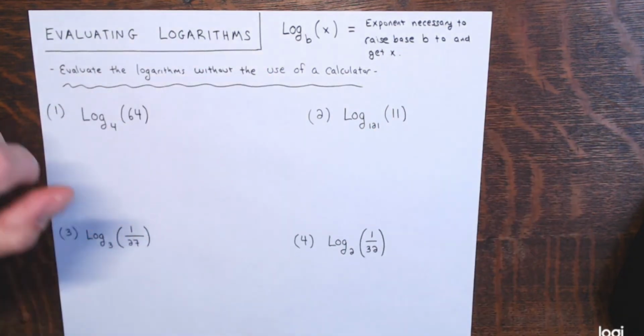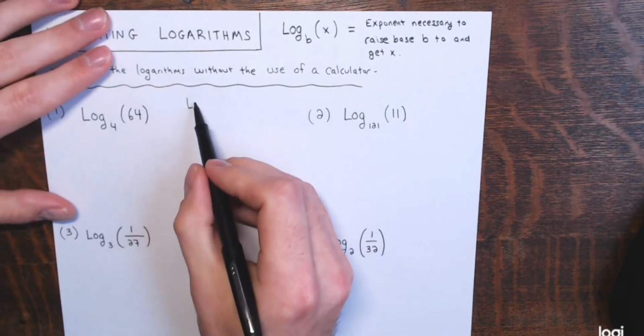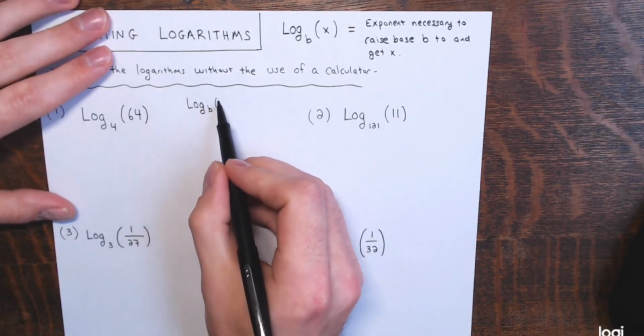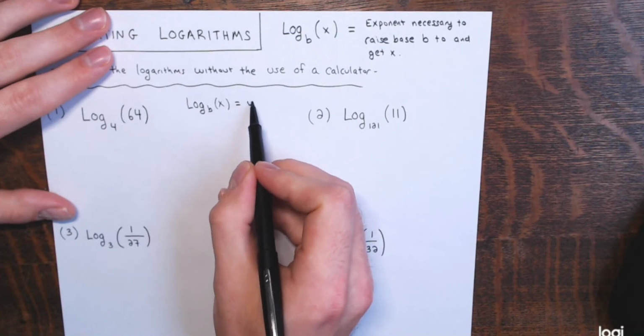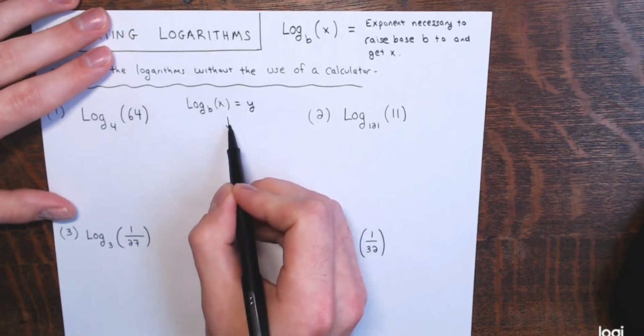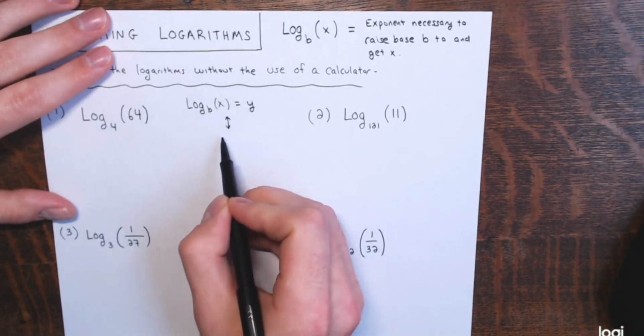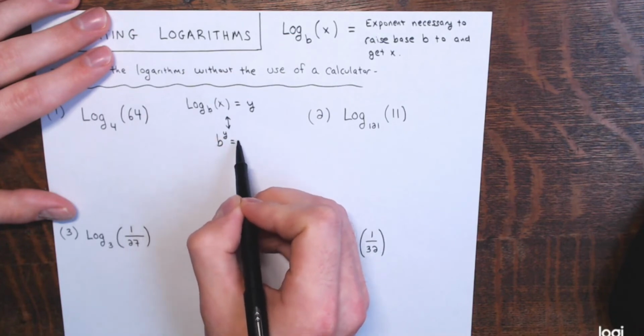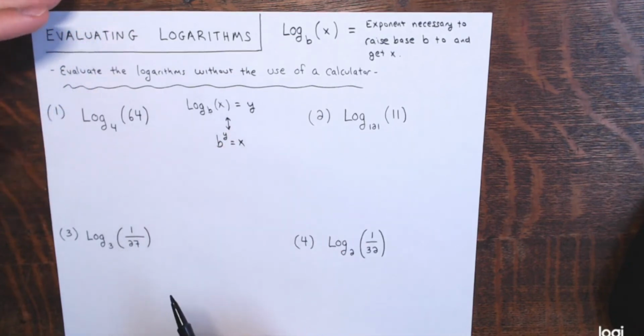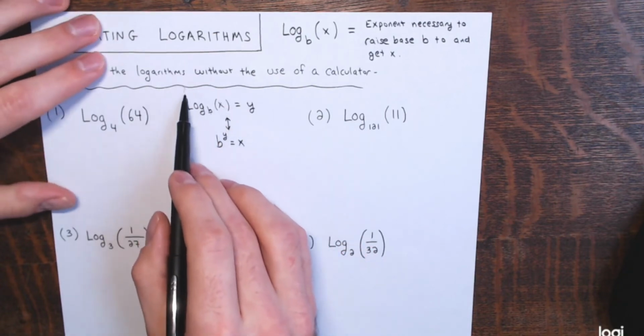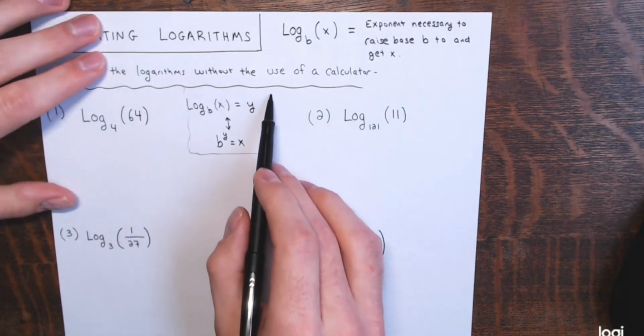And we saw this. We said the log base b of x, if that was equal to an output y, meant the same thing as b to the y power equals x. We were converting back and forth between logarithmic and exponential form in the previous couple videos about this section.